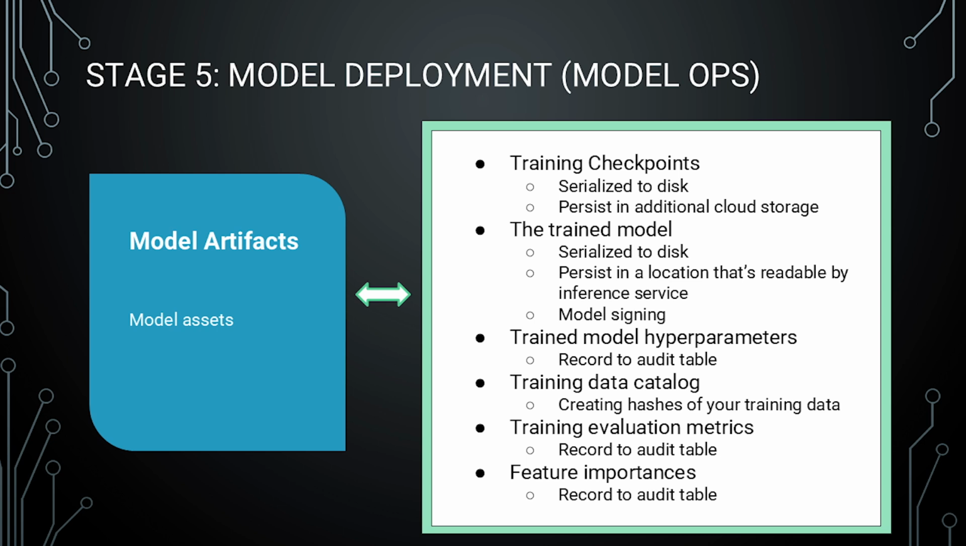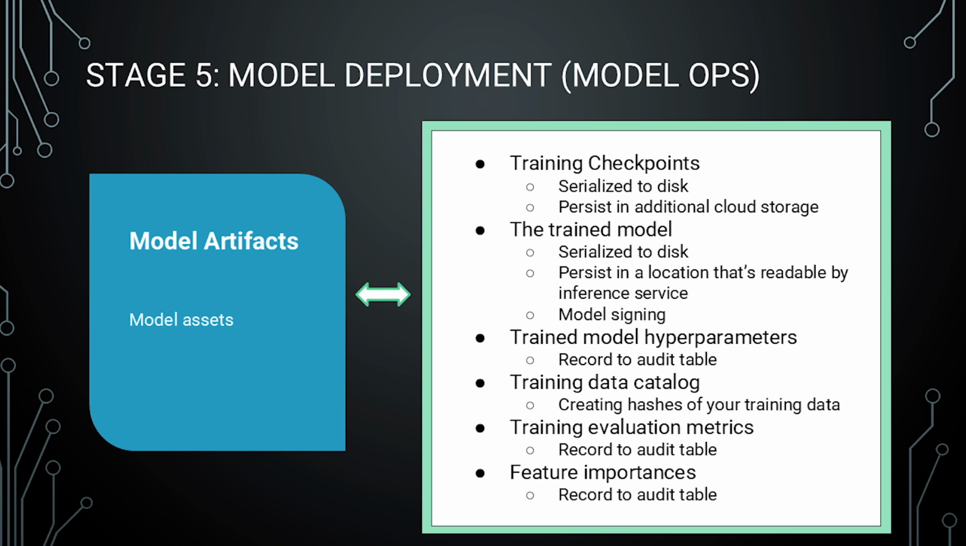First, we have training checkpoints. Training checkpoints are progressively serialized training results. These can be persisted to disk or persisted in some remote cloud storage. Training checkpoints are great if your model needs to train for a couple of days. That way, if there's an interruption, you don't have to start all the way over. Next, we have the trained model itself. Again, we can serialize that model and save it to disk, or we can persist the model in a location that's readable by your inference service, like remote cloud storage.